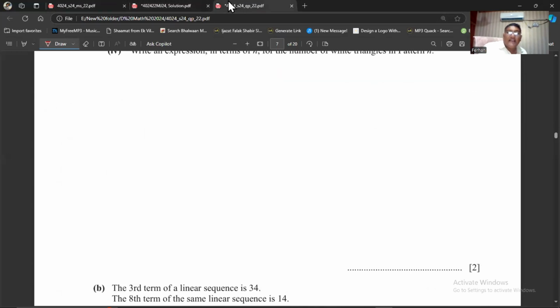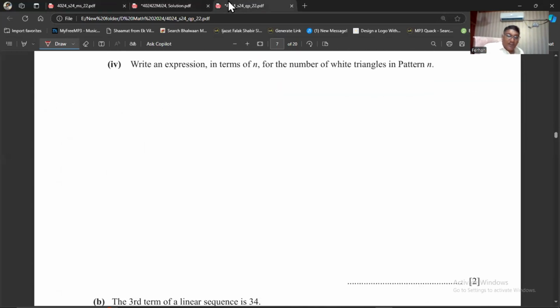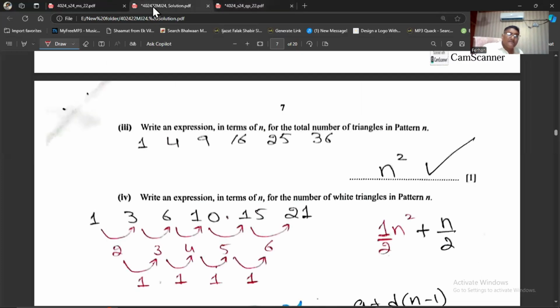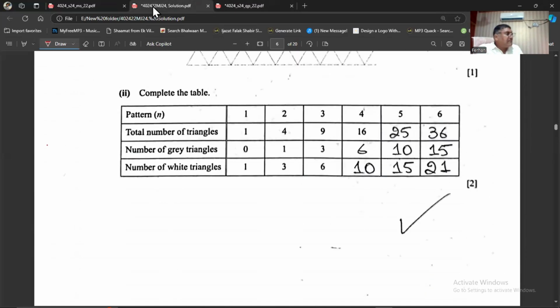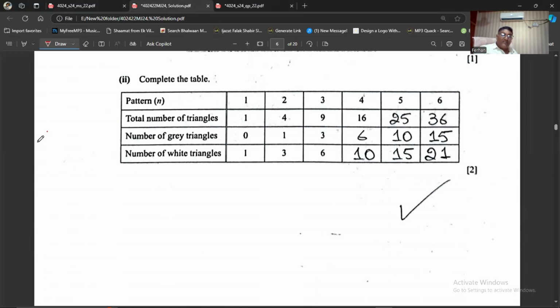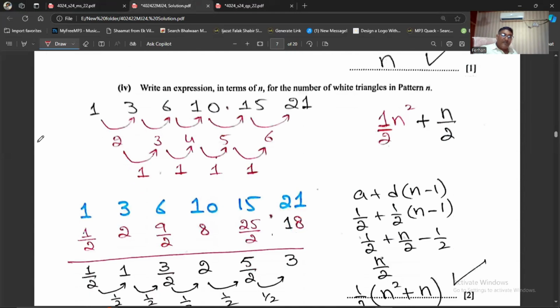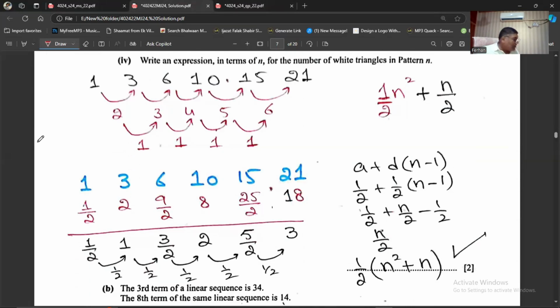Okay. Then the next question is write an expression in terms of n for the number of the white triangles in the pattern n. If you look at the pattern, the white tiles sequence is 1, 3, 6, 10, 15, 21. So I need to find out the nth term of this. So pay your full attention.